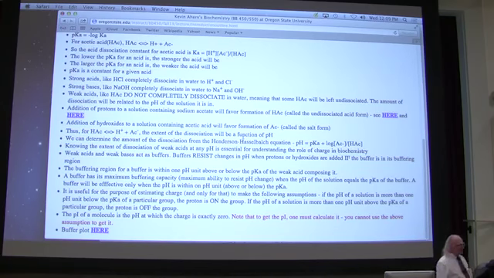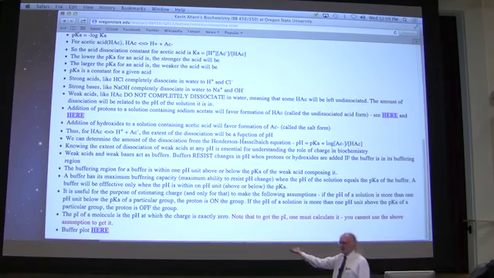What does it mean to say resist a change in pH? Okay. What does that mean? Well, it means that if I have a buffer under the right conditions and I add some protons to that solution that has the buffer, the pH won't change very much.